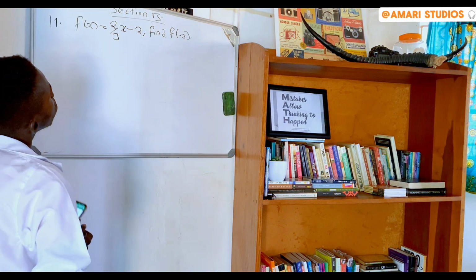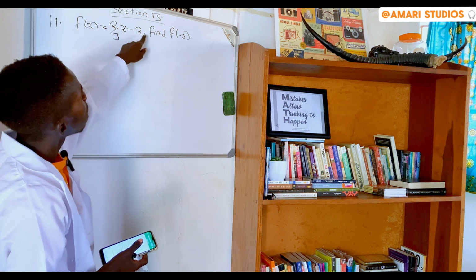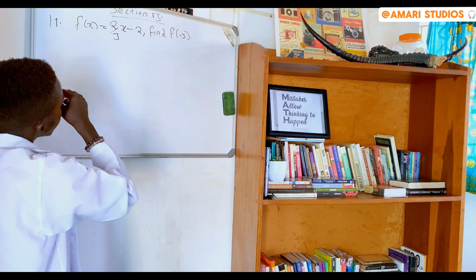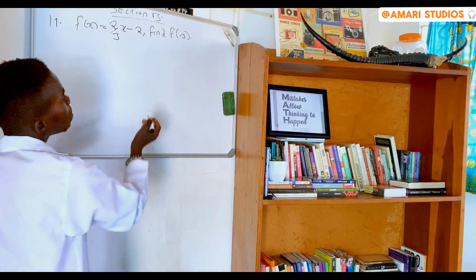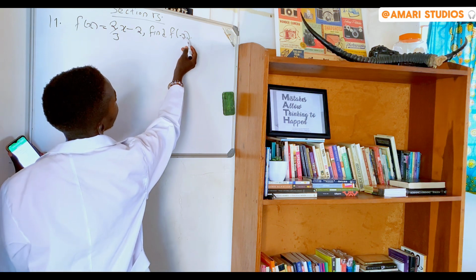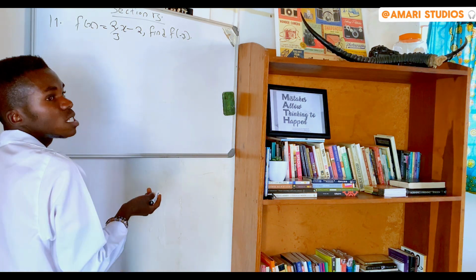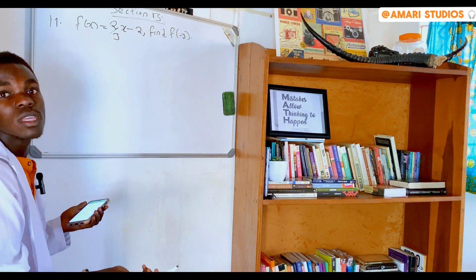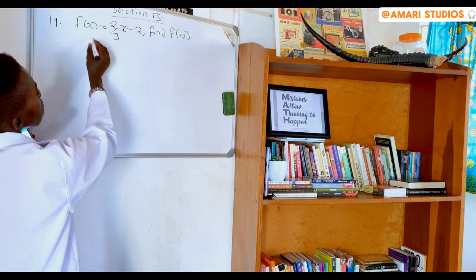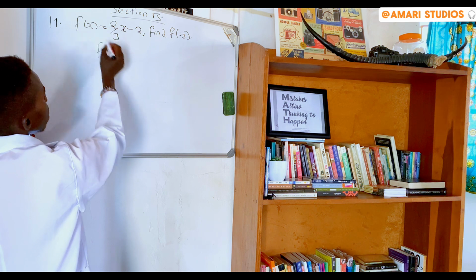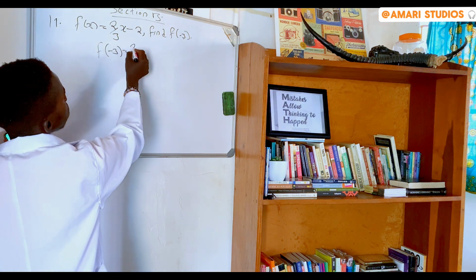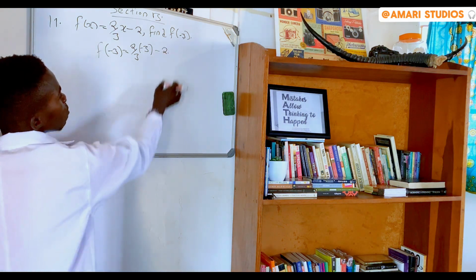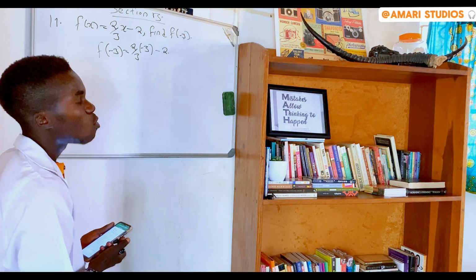f of x is equal to 2 over 3x minus 2. Find f of negative 3. Now, I think you might have observed this: where there is x here, they have actually replaced it with negative 3. So in our equation, where there is x, we're going to replace it with negative 3. This will be the same as saying f of negative 3. Where there's x, put negative 3 there, which is 2 over 3 times negative 3, then minus 2. From there, you're going to evaluate and do your normal mathematics.